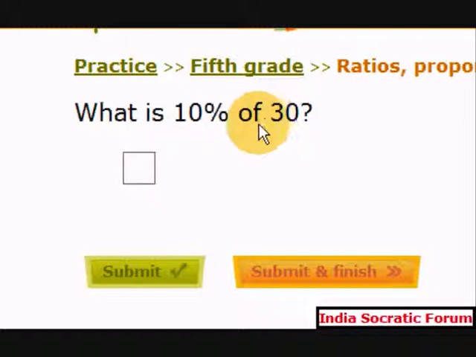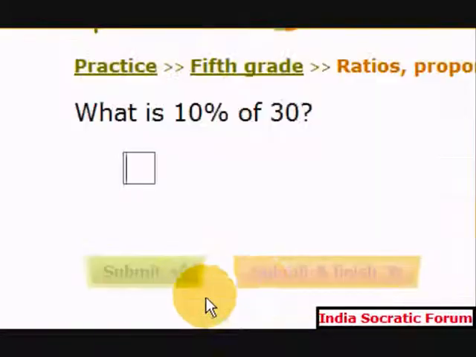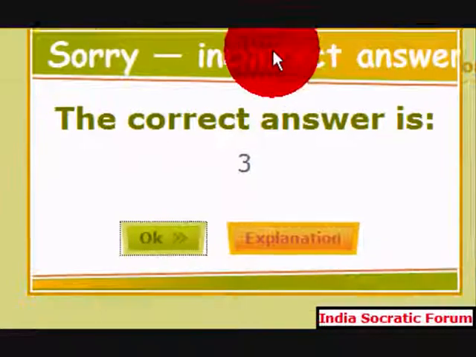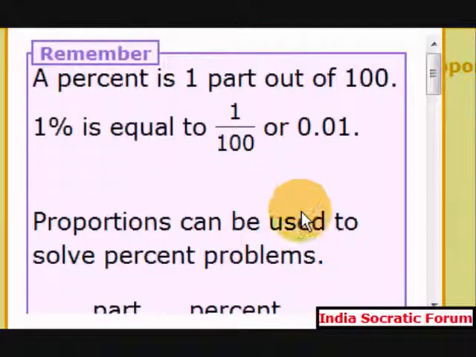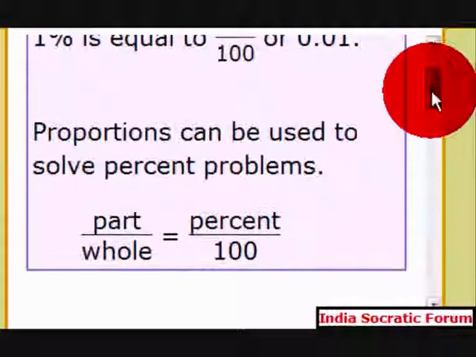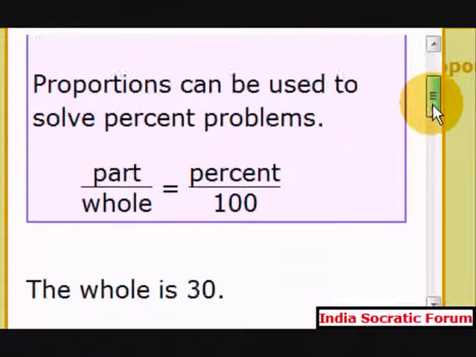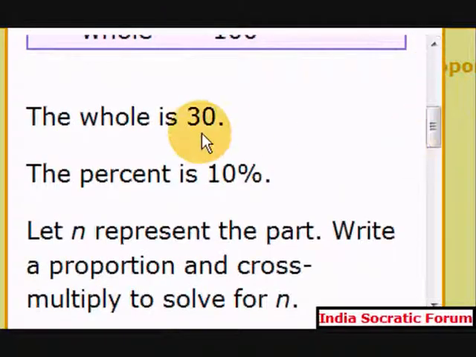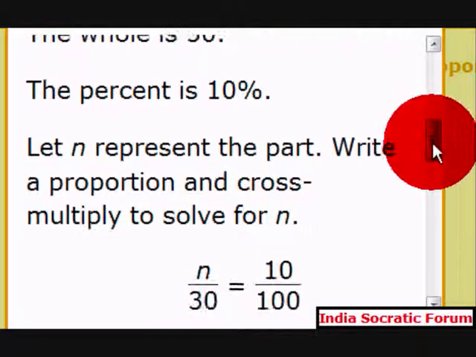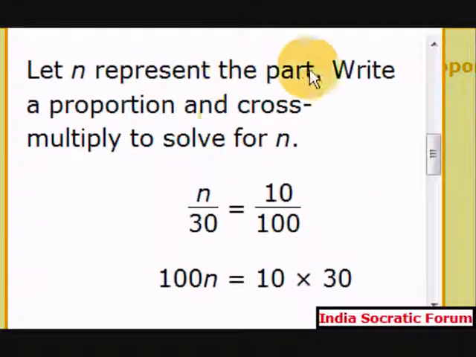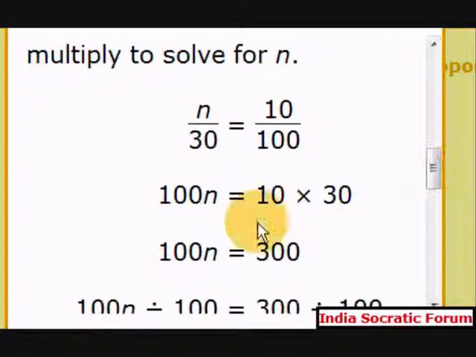What is 10% of 30? Pause the video and do the job. 10% of 30 is 3. Good job. How did we get that? Read the rule. Step 1, whole is 30. The percent is 10%. Read this aloud. So n by 30 equals 10 by 100. 100n equals 10 into 30.